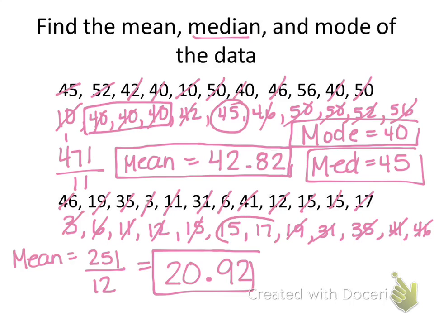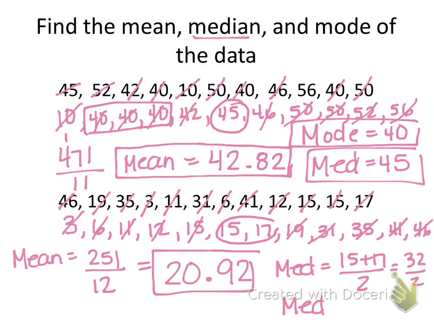Okay, now what happens when I get 2 numbers in the middle? Remember, you add them together. So I would do 15 plus 17, and then I'm going to divide it by 2. So 15 plus 17 is 32 divided by 2, so my median is 16.